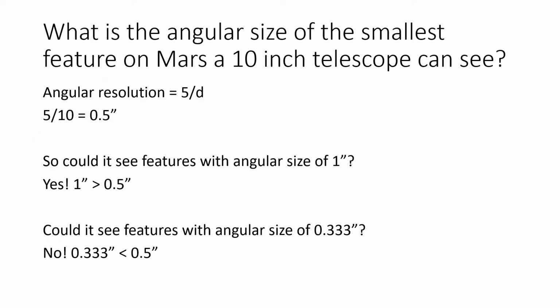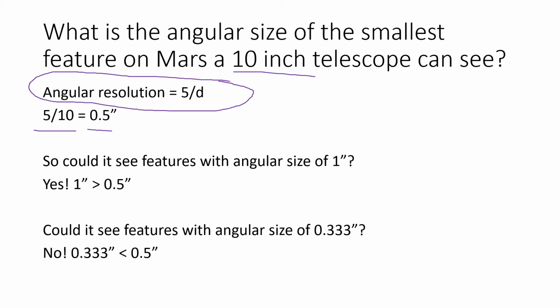Here's another example. What is the angular size of the smallest feature on Mars a 10-inch telescope can see? So to find the smallest, at least hypothetically, the smallest angular size that your telescope can see, you need to calculate the angular resolution. The angular resolution is the number 5 divided by the diameter or aperture in inches. You are given a 10-inch telescope. So the number 5 divided by 10 is 0.5. It can see features as small as 0.5 seconds of arc.